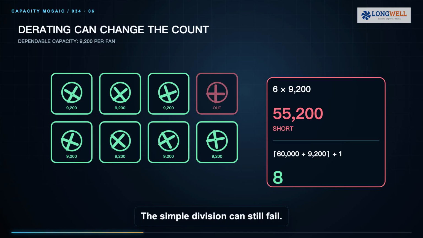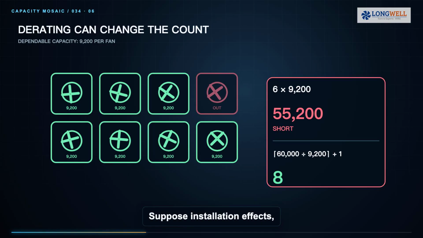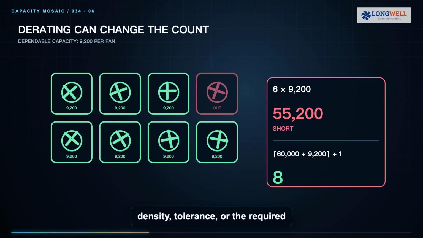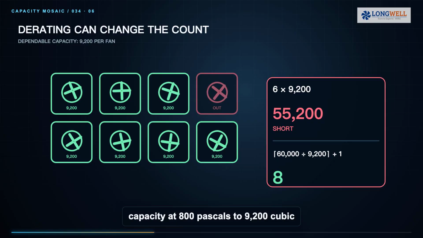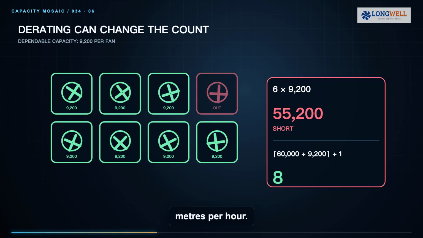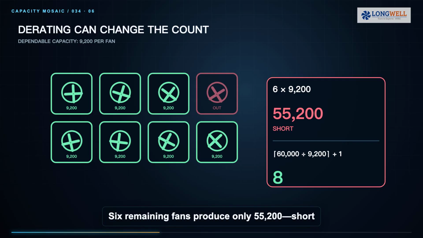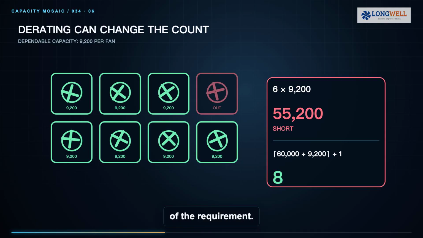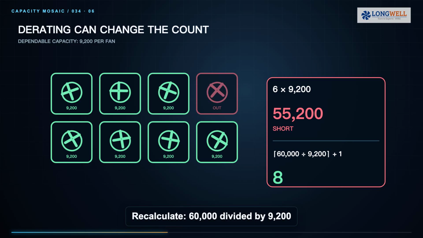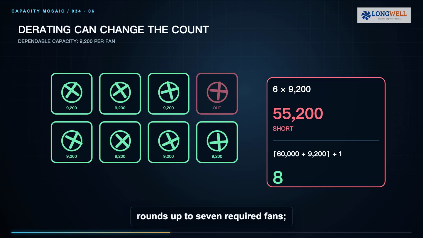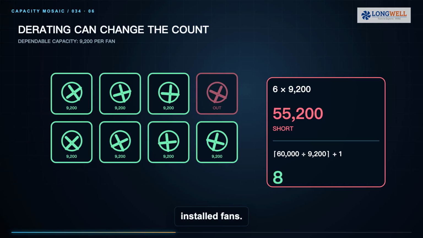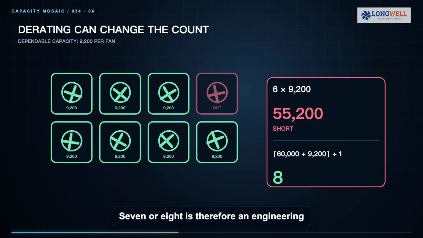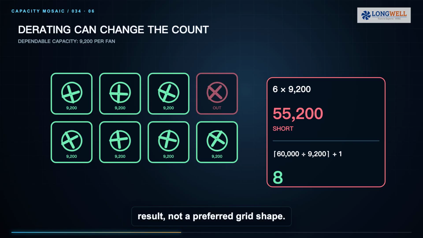The simple division can still fail. Suppose installation effects, density, tolerance, or the required control limit reduce dependable per fan capacity at 800 pascals to 9,200 cubic meters per hour. 6 remaining fans produce only 55,200, short of the requirement. Recalculate: 60,000 divided by 9,200 rounds up to 7 required fans, add 1, and the wall becomes 8 installed fans. 7 or 8 is therefore an engineering result, not a preferred grid shape.